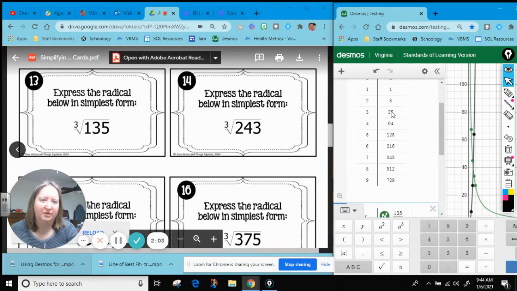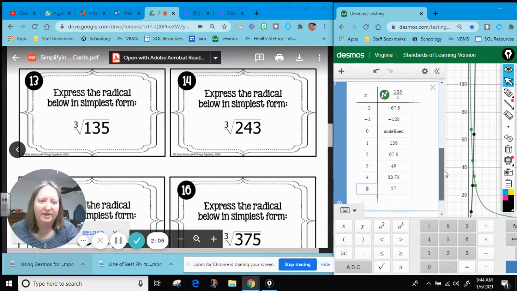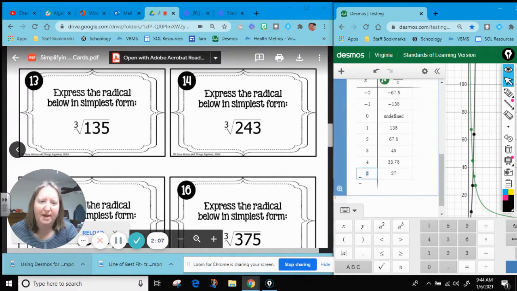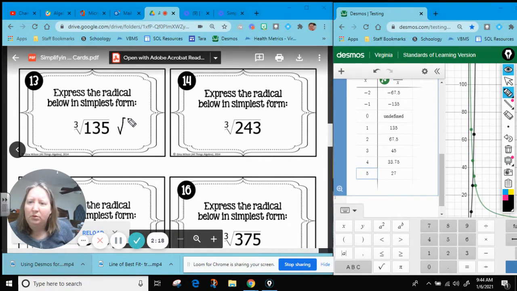3 times 3 times 3 is 27. So 27 is a perfect cube, and it's matched with 5. That means 5 times 27 equals 135. So I can come over here and break this down to, always write your 3 when you're talking about cube roots, the cube root of 5 and 27. And when the 27 comes out, what is it? It's 3, right? So the cube root of 27 is 3. So 3 cube root of 5.